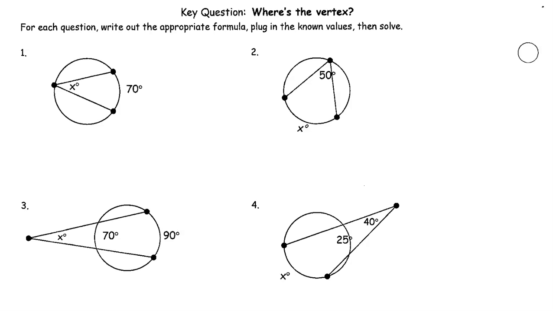For each question, write out the appropriate formula, plug in the known values, then solve. So number 1, first thing, the vertex is on the circle. So whenever it's on the circle, the measure of the angle is equal to half the measure of its intercepted arc. So half of 70, so x is going to be 35.